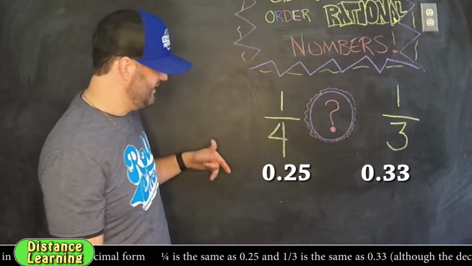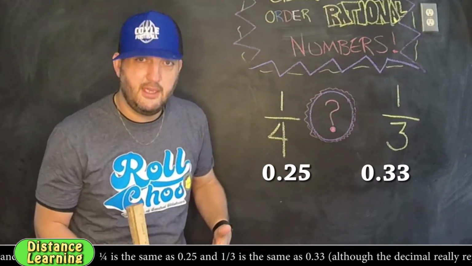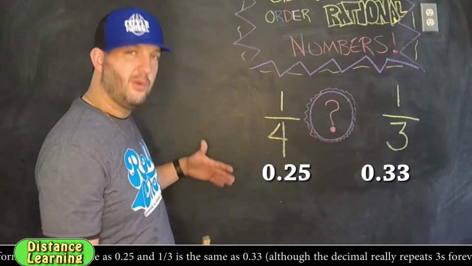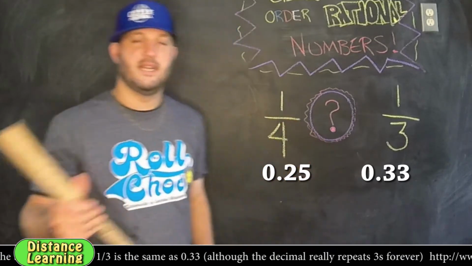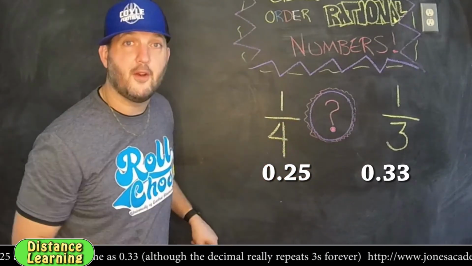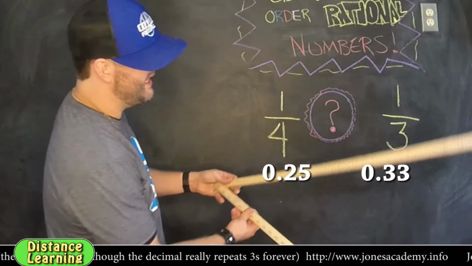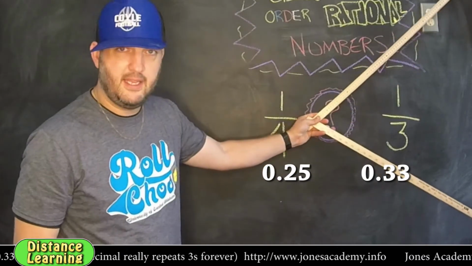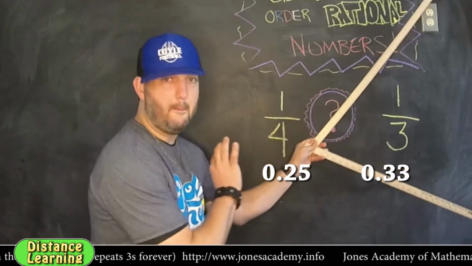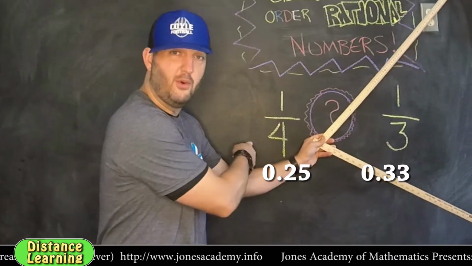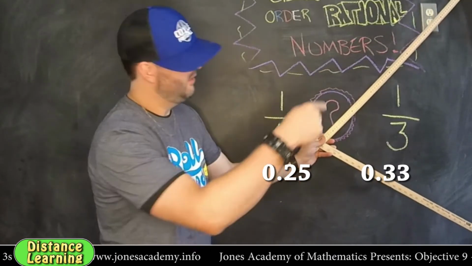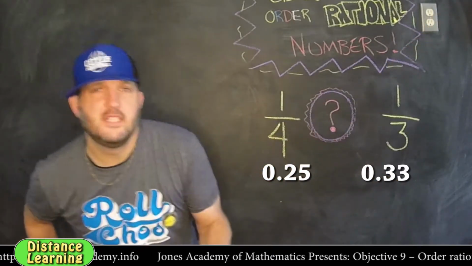Now if it looks like 0.25 and 0.33, what's bigger? Well, it's like 25 cents and 33 cents. So clearly 1/3 is bigger. So if I had to put a sign between them, I'd put this one right here. And now reading this like a math sentence, it is 1/4 is less than 1/3. But let's change this up.